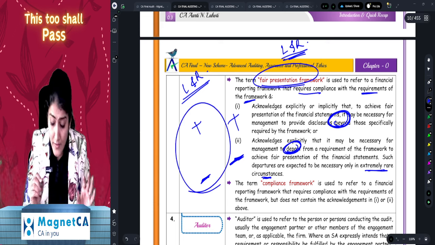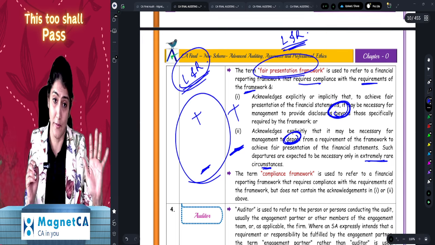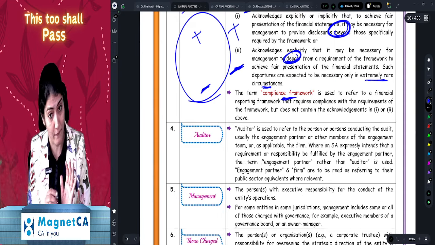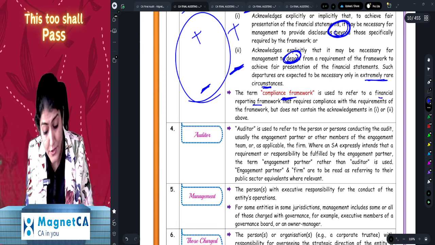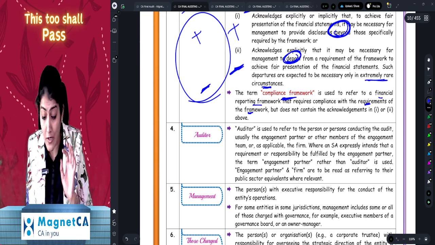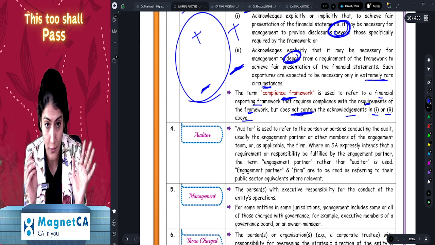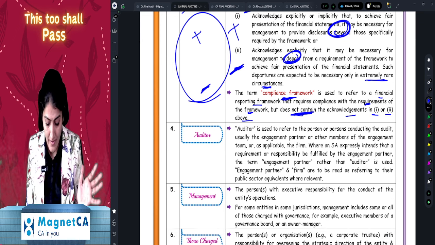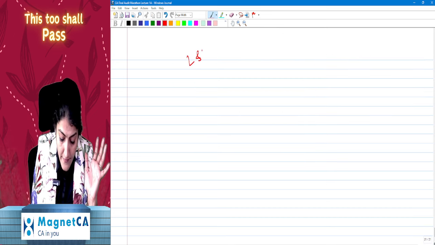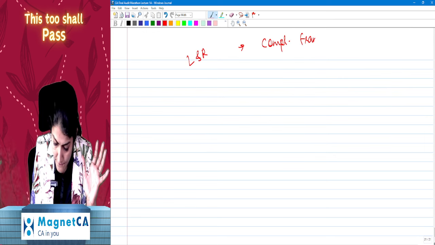But if you don't do this add or depart, if it's only in compliance with the law and regulation, then it is called a compliance framework. The term compliance framework is used to refer to a financial reporting framework that requires compliance with the requirements of the framework, but does not contain the acknowledgement in one or two above. So, there is no add or depart. Right? So you're simply complying with the requirements of the laws and regulations. Then that is a compliance framework.